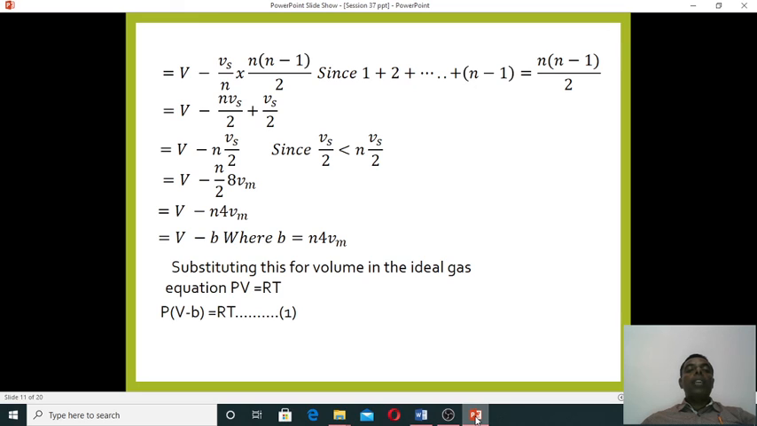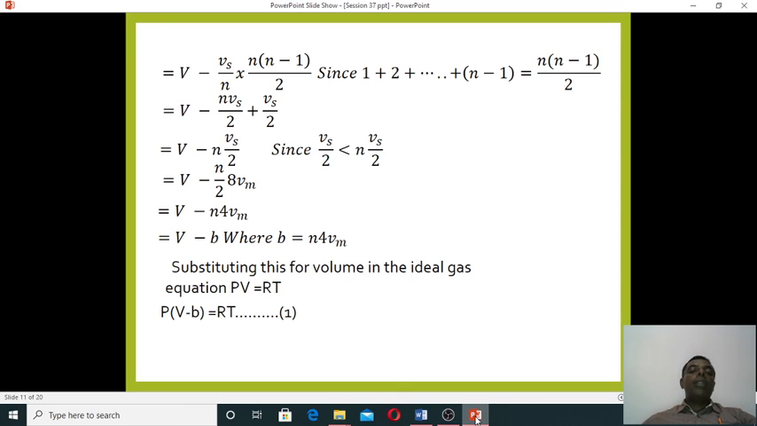Now if I solve that, V minus Vs by n into n minus 1 by 2, using arithmetic progression, since we know that 1 plus 2 plus 3 up to n minus 1 is n into n minus 1 by 2. Now if I calculate this, V minus n into Vs by 2 plus Vs by 2. Since Vs by 2 is very small when compared to n into Vs by 2, Vs by 2 can be neglected. Then V minus n by 2 into, instead of Vs, I can write 8 into Vm.